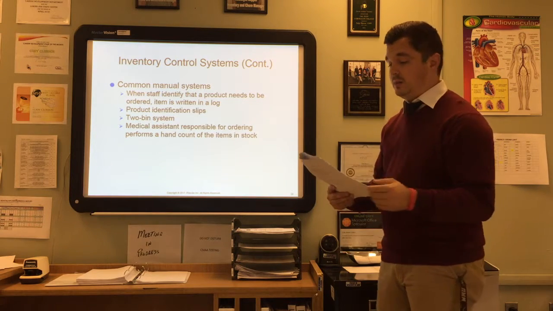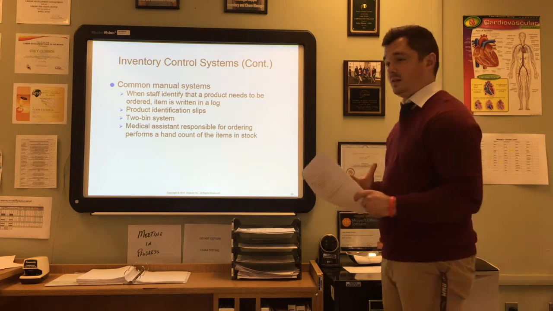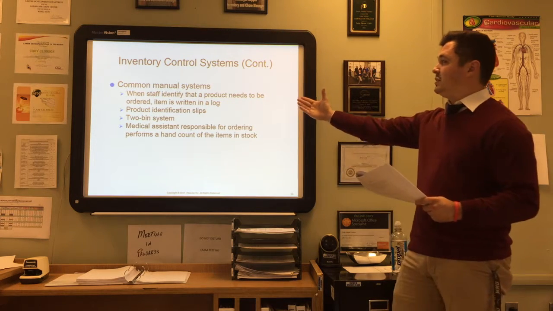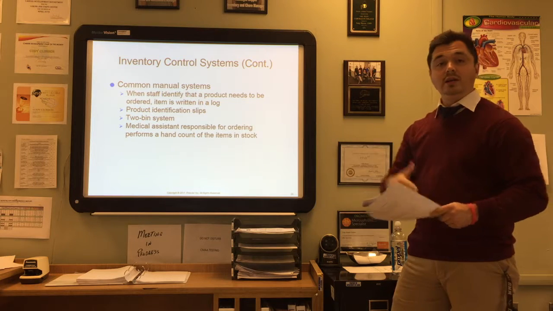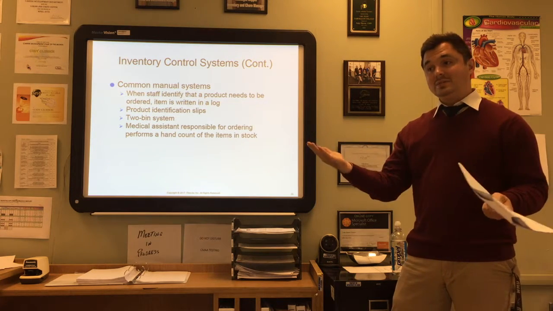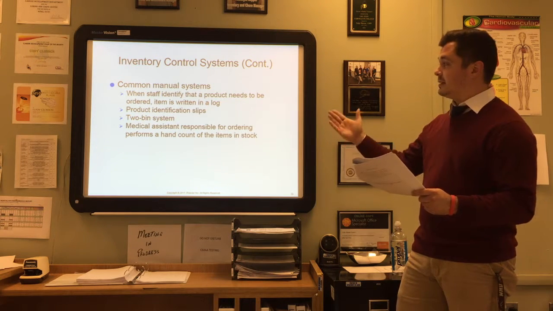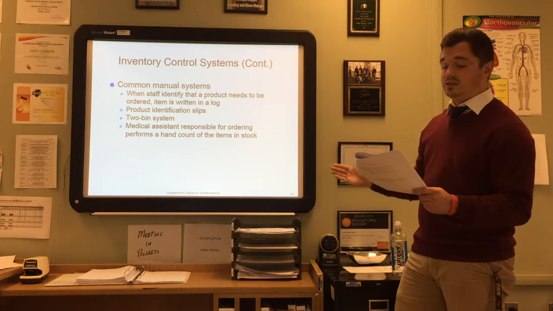So here are some common manual systems that are used in smaller facilities, like we talked about. Basically, when staff identify that a product needs to be ordered, the item is written in a log. That is one of the simplest ones. You're low on it, it needs to be ordered, let's write it down and order some more. You can have two product identification slips, and then a two-bin system.